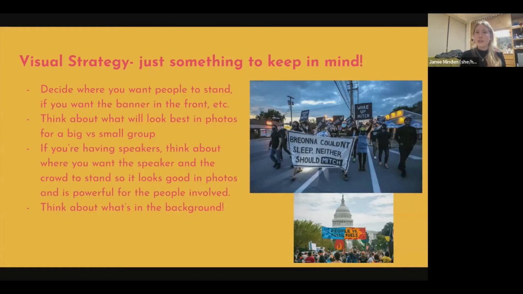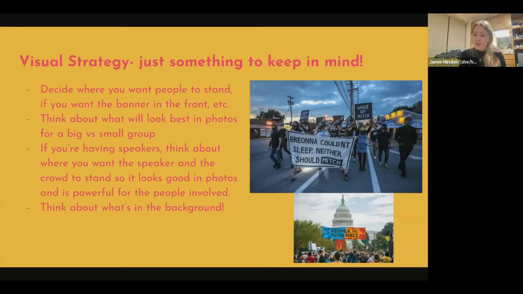So if this is your first strike, it's okay. If it's a really small strike, it's okay to not have this at all. It's okay to not have messaging totally worked out. All of this stuff is totally optional. It's just something that would elevate your strike a little bit more if you have the time and the resources to put into it.